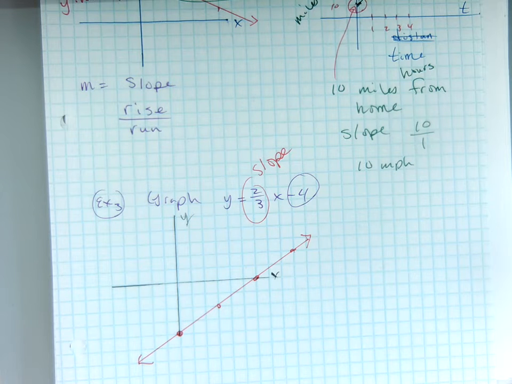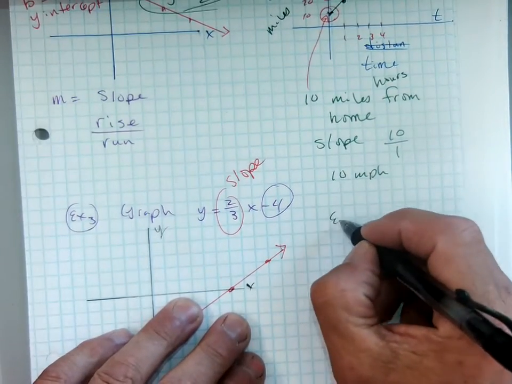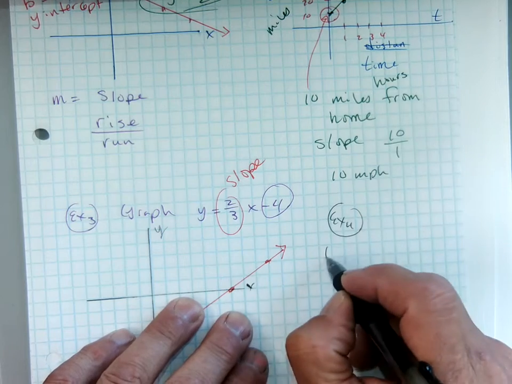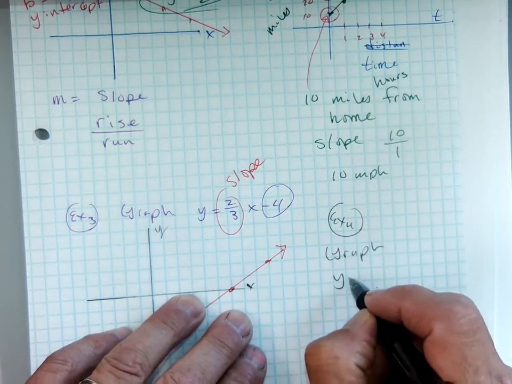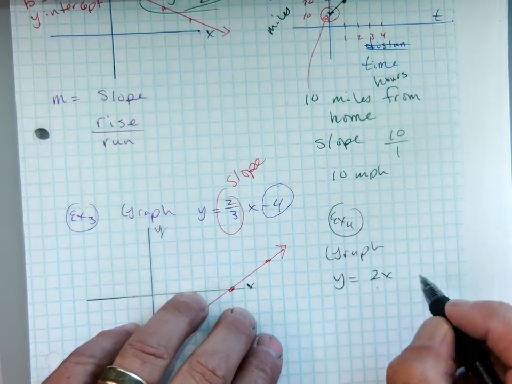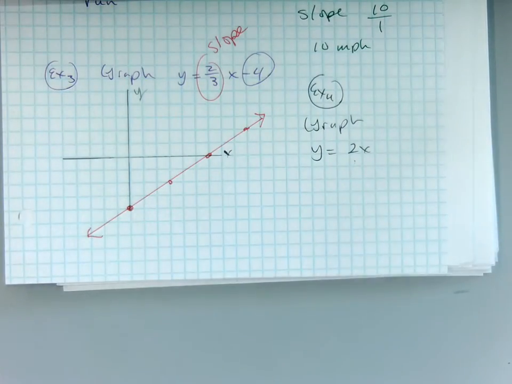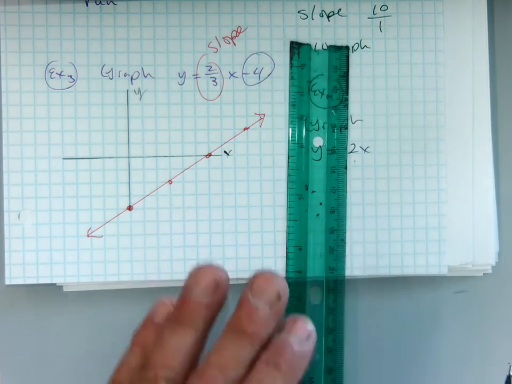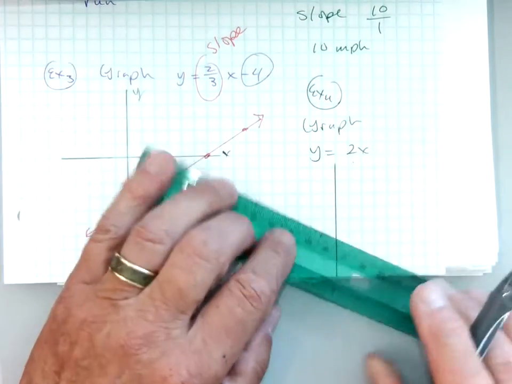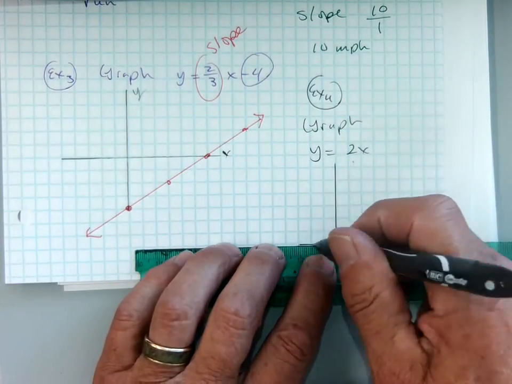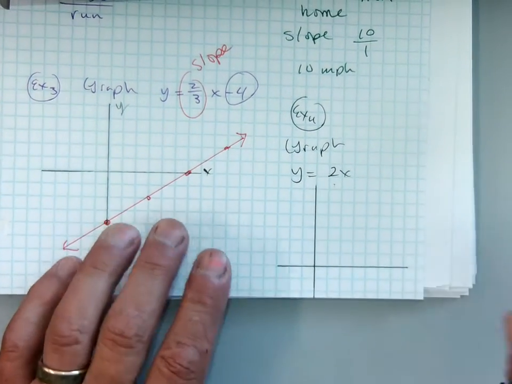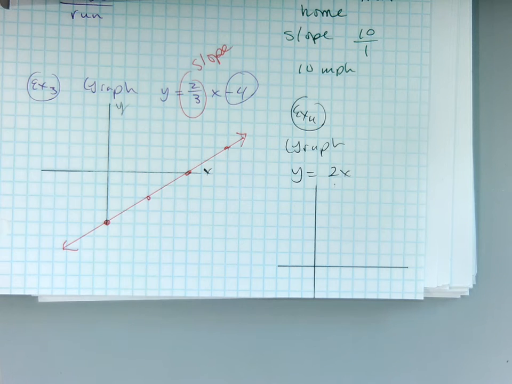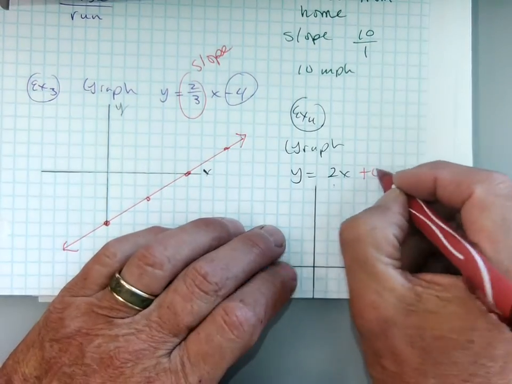Okay, let's do a second example. Example number 4. Let's graph y equals 2x. Just 2x. So there's some missing numbers, aren't there? But they're not really missing, they're just invisible. So what number is invisible? 0. Plus 0, because we're going to start at 0.